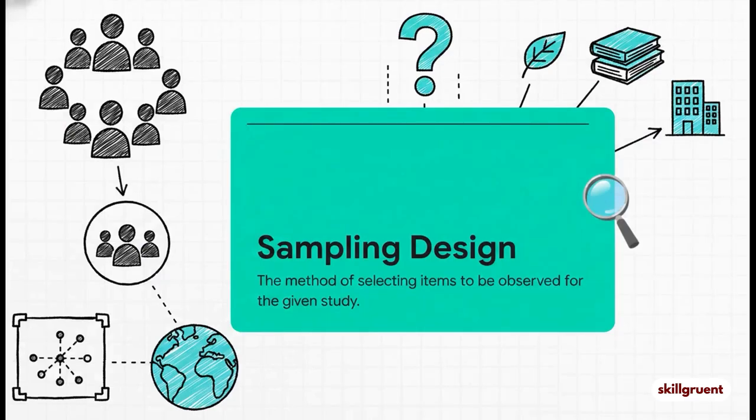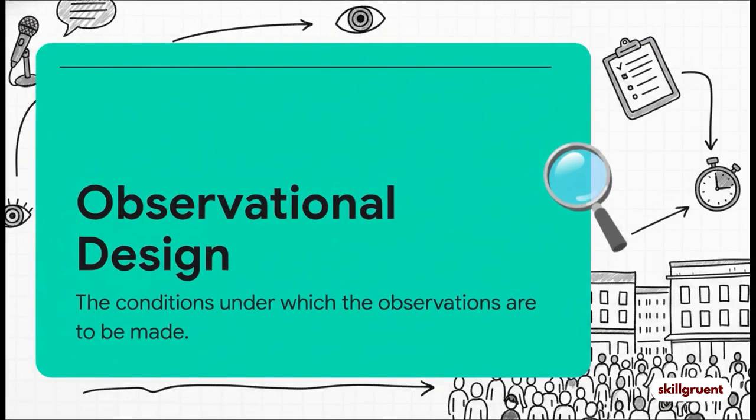First up is the sampling design. This piece answers that huge question, who or what are we actually studying? I mean, you can't survey every single person on the planet, right? So you have to choose a sample that represents the bigger group. This part of the blueprint spells out exactly how you'll pick that group to make sure your findings are actually meaningful.